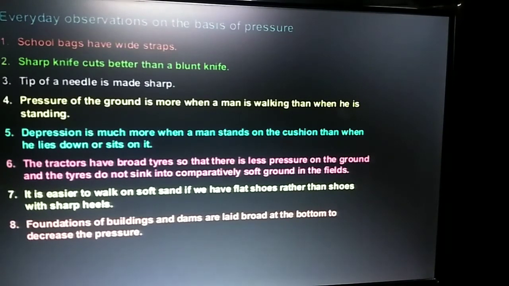It is easier to walk on soft sand if we have flat shoes rather than shoes with sharp heels. Foundations of buildings and dams are laid broad at the bottom to decrease the pressure.